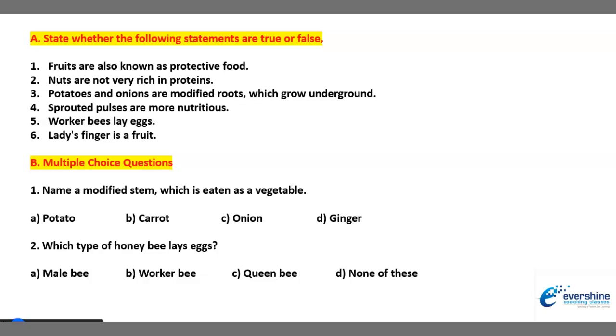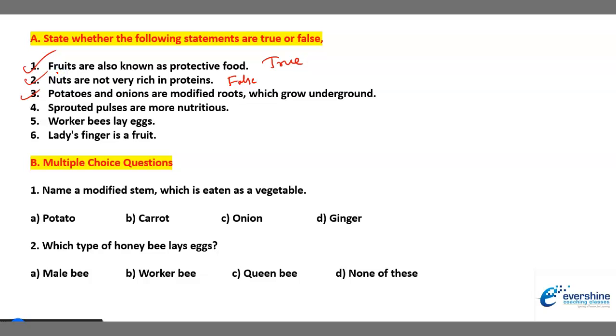Now you tell me whether it is true or false. Fruits are also known as protective food. Is it true? Yes, it is protecting the food. Nuts are not rich in proteins. Is it true? False. Nuts are rich in proteins.